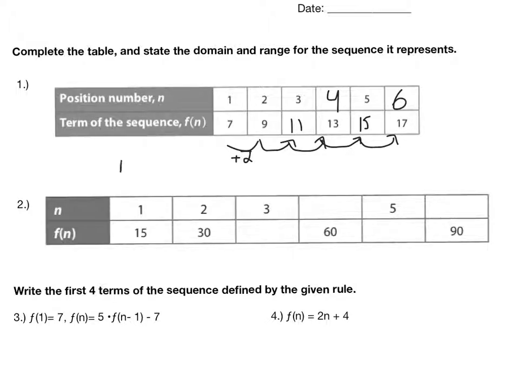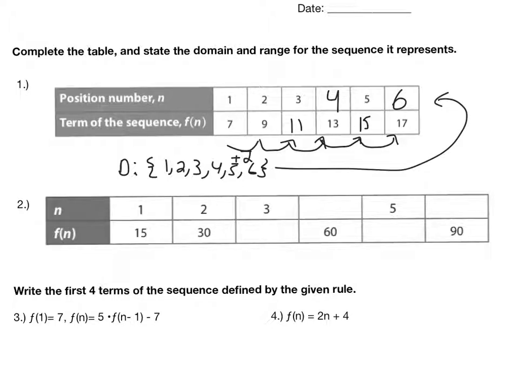So your domain is going to be your position values, and that would just be 1, 2, 3, 4, 5, and 6. That's your top portion, your position values. Your range is going to be the bottom portion, which, I guess you can consider your answer. So that would be 7, 9, 11, 13, 15, and 17. You have to identify the domain and range for these problems as well.